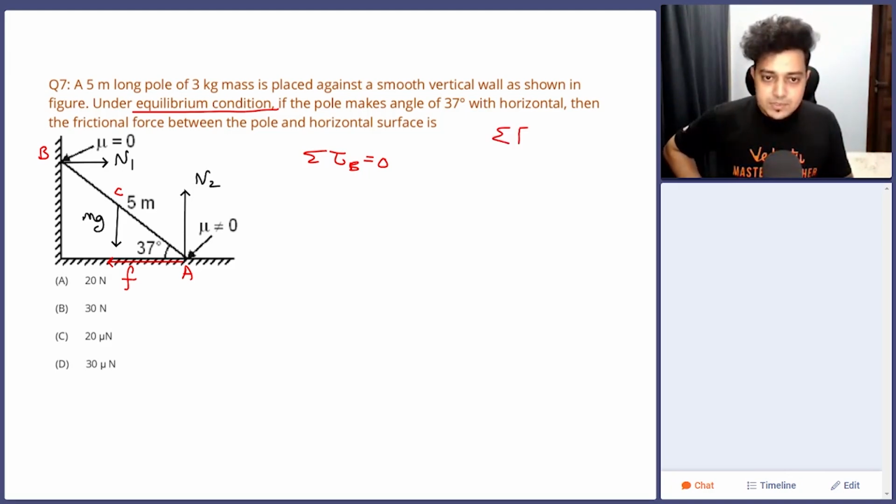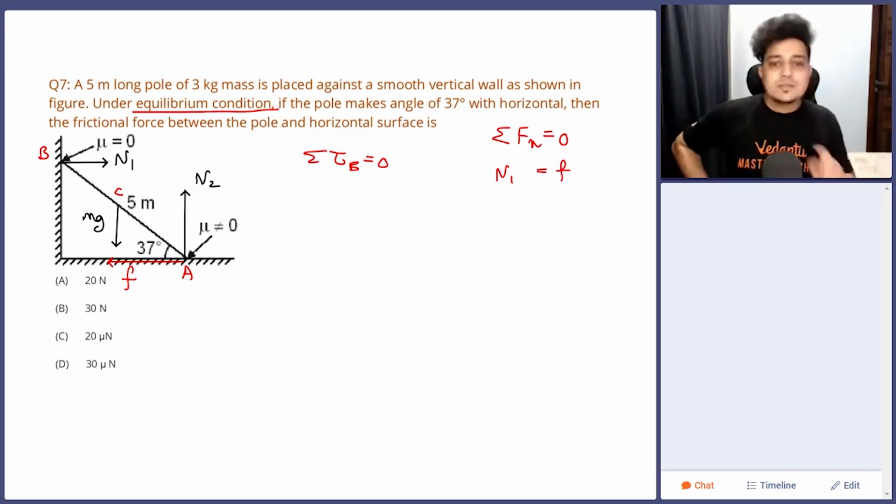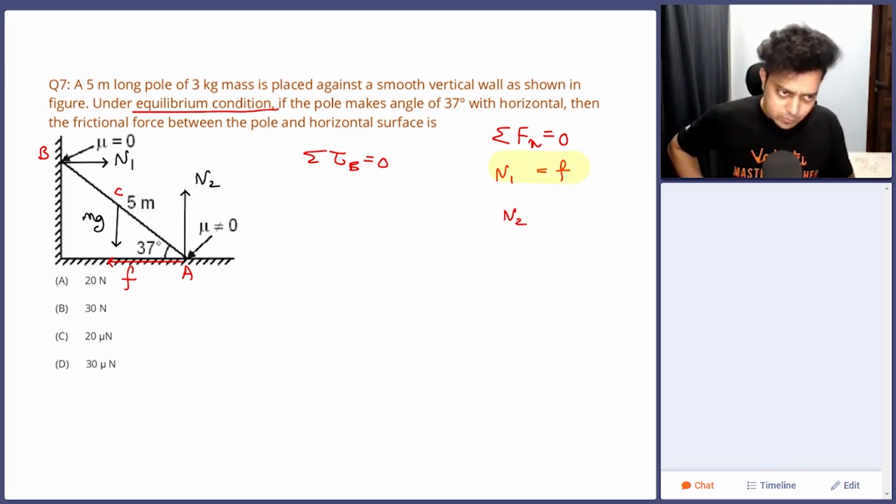So if net force in the x direction is 0, then what do I get? N1 towards the right side and F towards the left side will be the same. N1 will be equal to F. Okay, the net horizontal forces are balanced. This is one piece of information. And N2 is an upward force that is balanced by mg, which is the downward force. So we got the value of N2 as well.